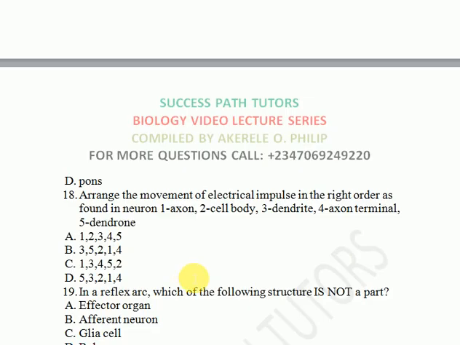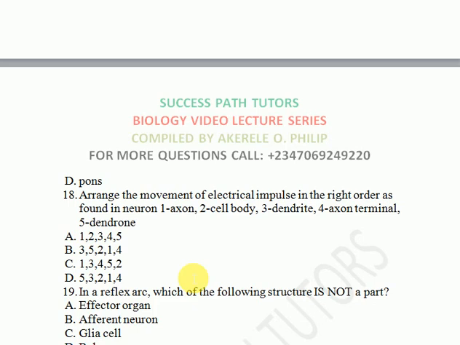Arrange the movement of electrical impulse in the right order as found in neuron. Like I told you earlier on, the first part of the neuron that receives impulse is dendrite, which is 3. Then the next one is dendron, which is 5. Then the next to that is going to be cell body.